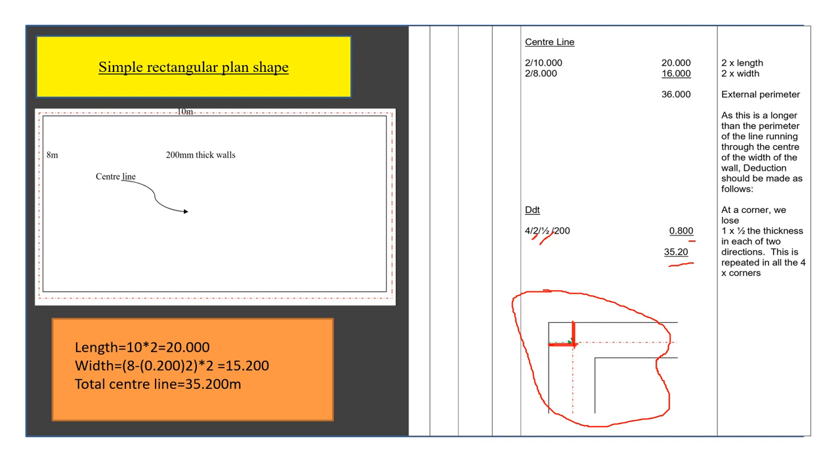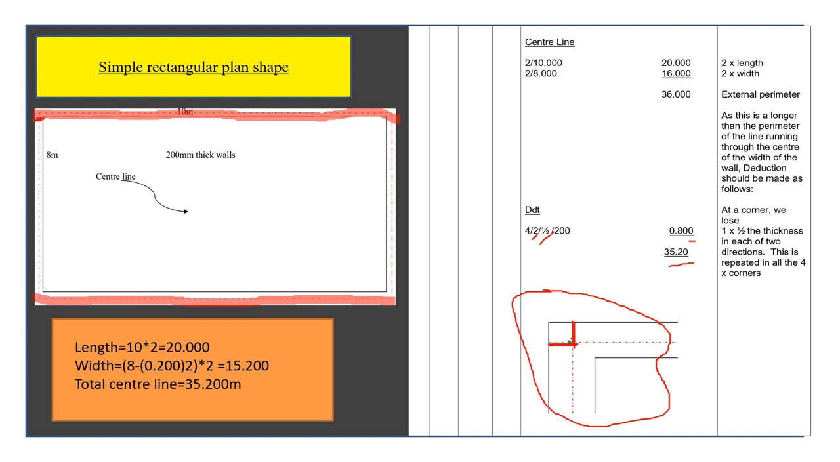So we end up losing a whole thickness at every corner. This is repeated in all 4 corners. If you want to prove this method, you can use the traditional method of finding the center line, whereby you measure from this end. This length is measured from there up to there, 10 meters, and from here up to here.